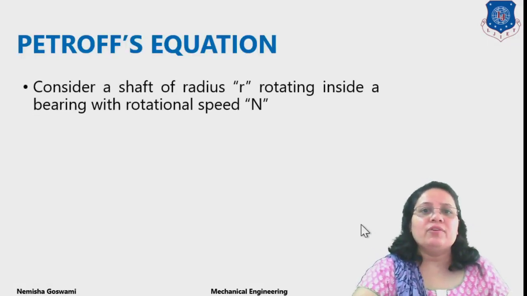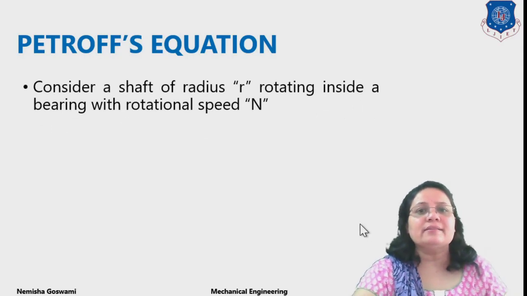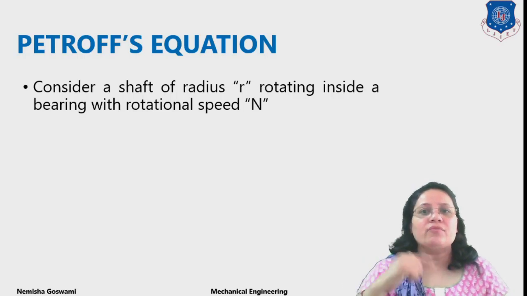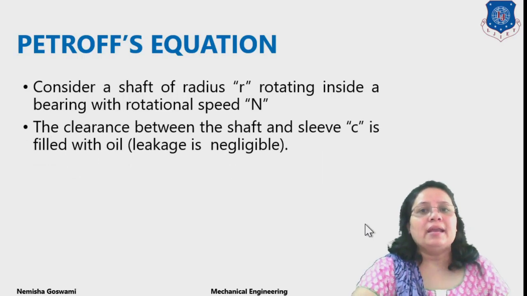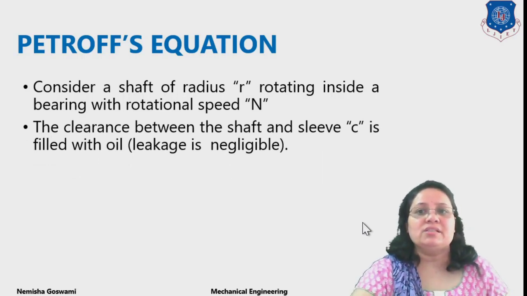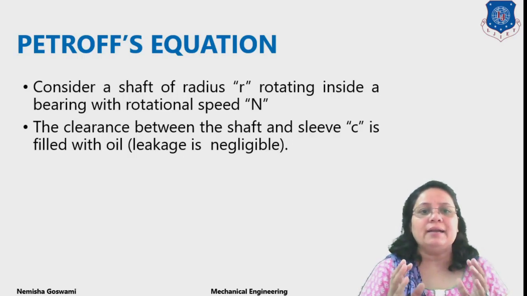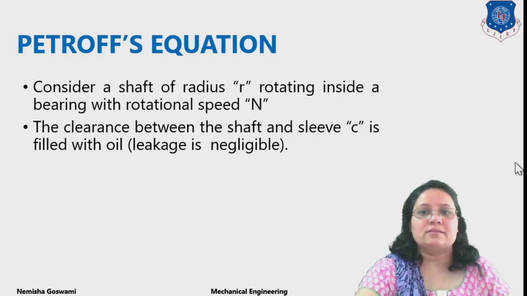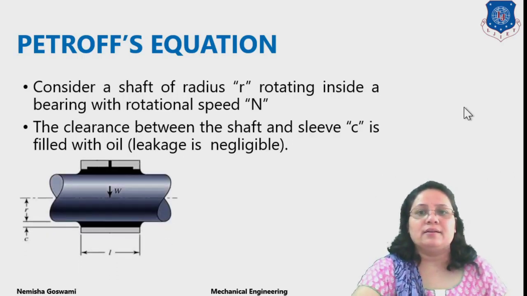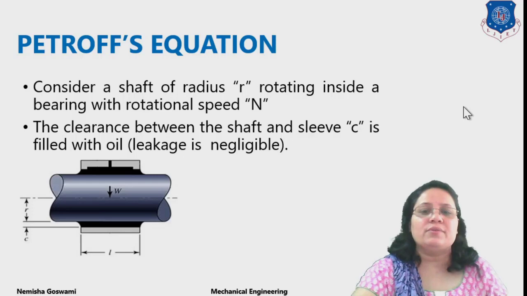Before starting the derivation, we consider a shaft of radius r rotating inside the bearing with rotational speed n. We provide some clearance between the shaft and the sleeve, denoted by C, which is filled by oil. The next assumption is that there is no leakage, right?